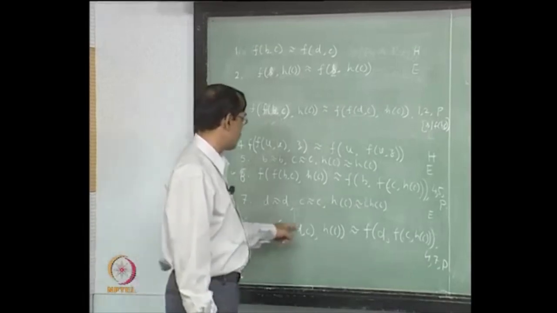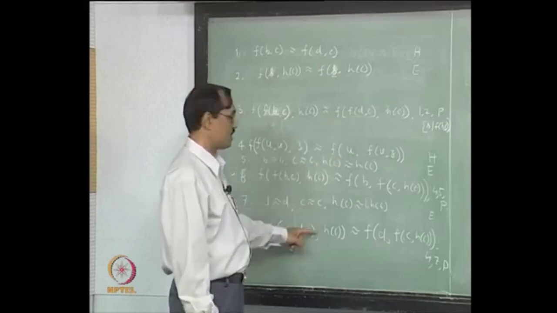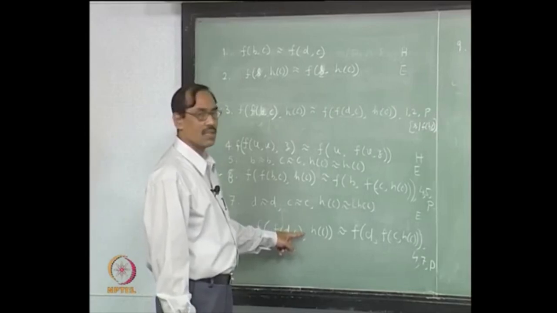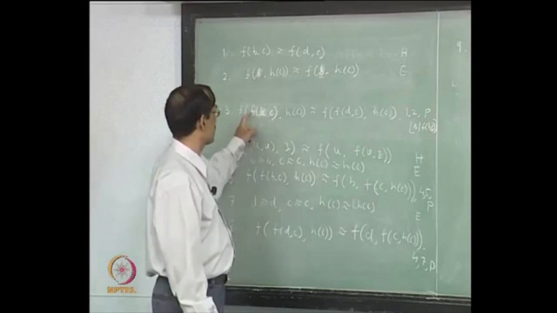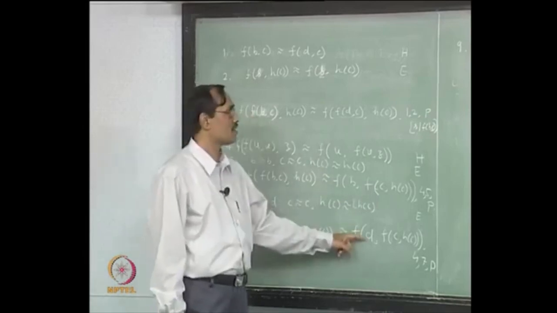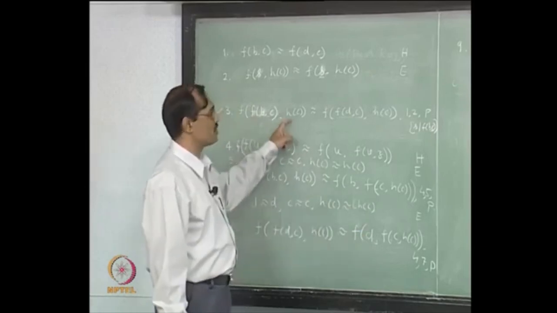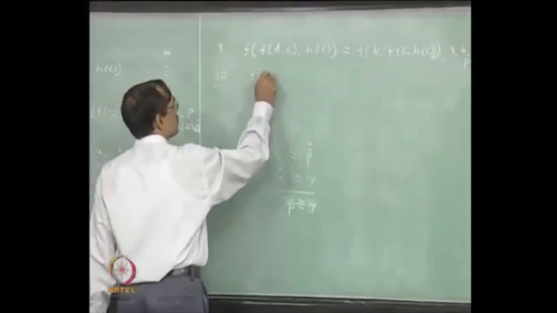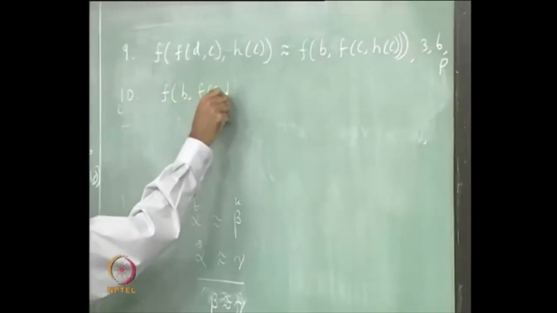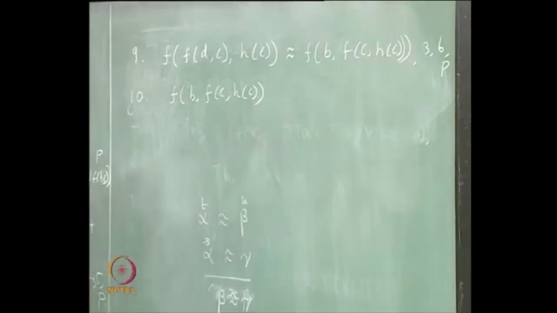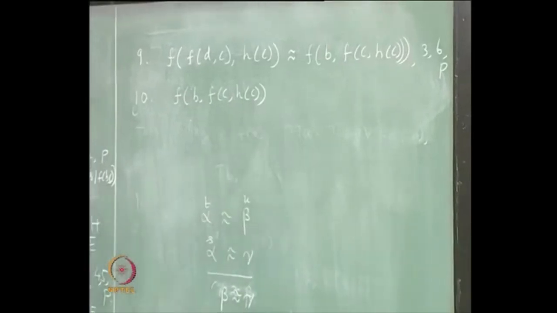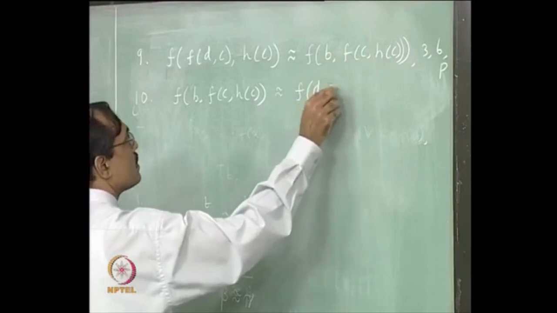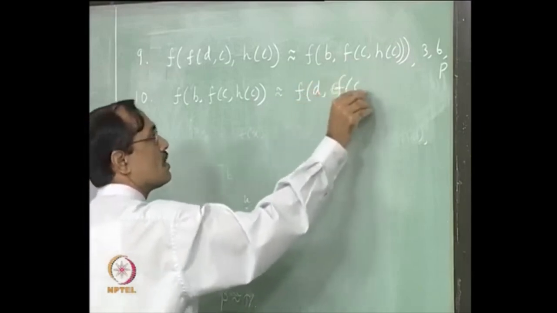Okay. If you use 3 and 8, f d c h c, that will be your alpha now, right, that common thing is your alpha, and one of them is beta, the other one is gamma, right. So which side you take, it does not matter, this will be equal to this, right. We have already f of b c h c, so we can write that. So we can write 10 is f of c h c equal to f of d c h c.